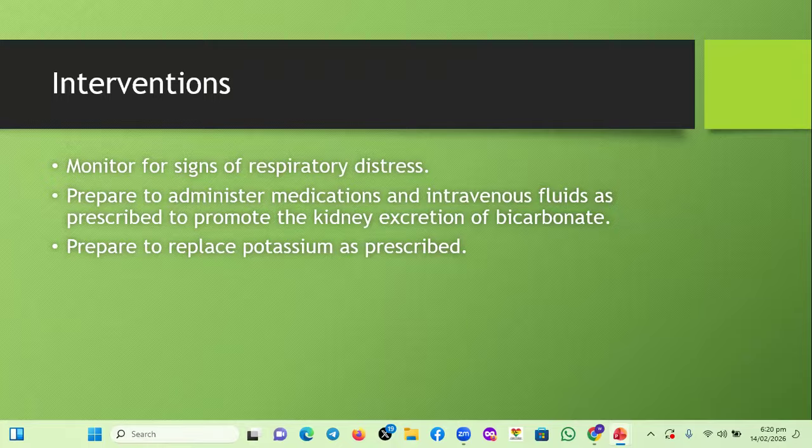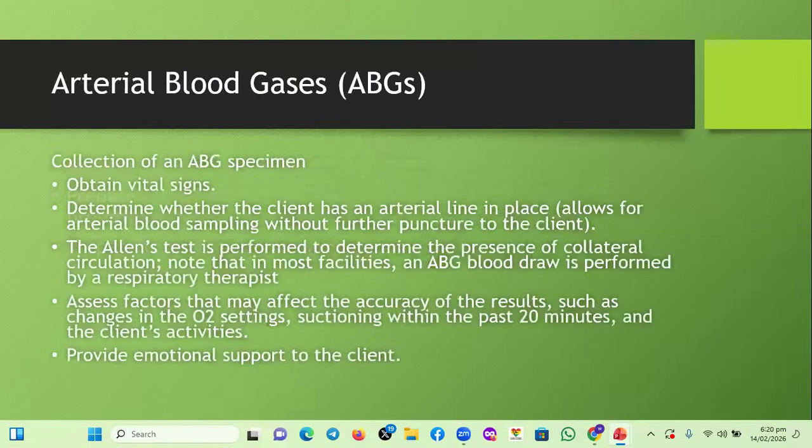We know that in metabolic acidosis, right? In metabolic acidosis, like someone experiencing what we call DKA, potassium levels are high. But in metabolic alkalosis, potassium levels drop. And so you have to replace potassium in someone experiencing metabolic alkalosis.